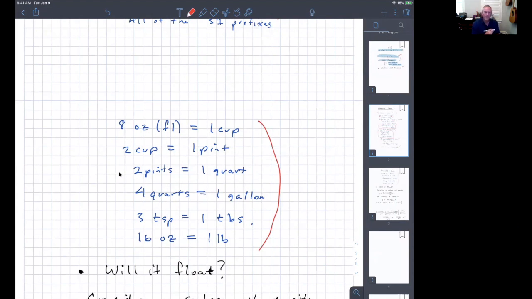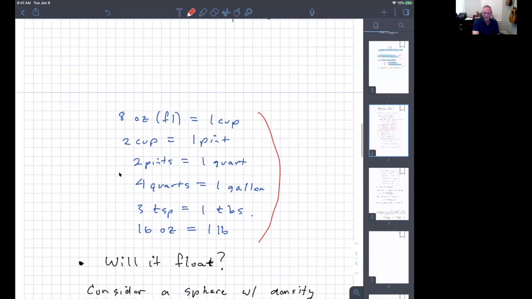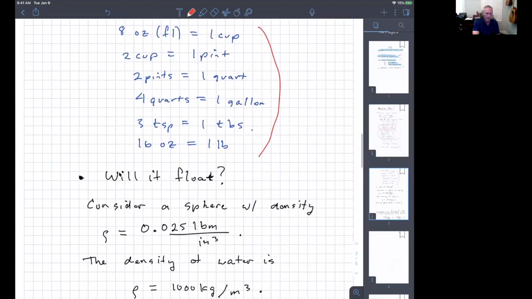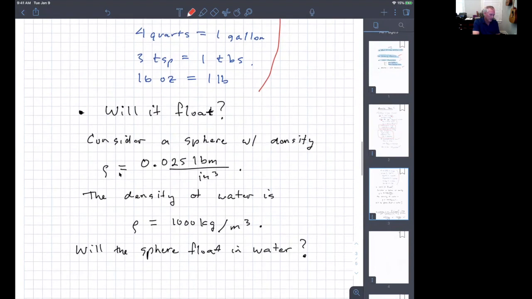So what I want to do next is an example problem. We're going to do this problem, and then we're going to convert it into a MATLAB approach, and I'll talk about the advantages of the MATLAB approach. We're going to do a few of these for this week's work. I'm calling this problem, will it float?